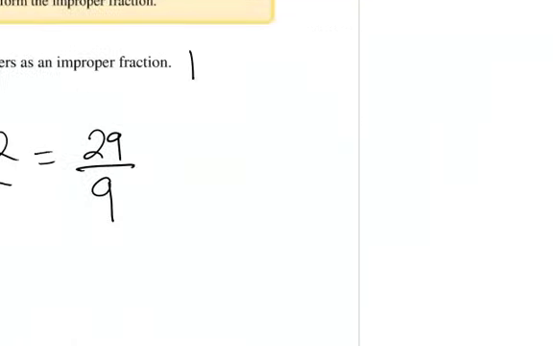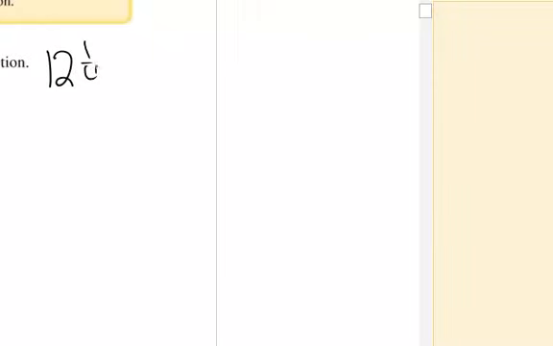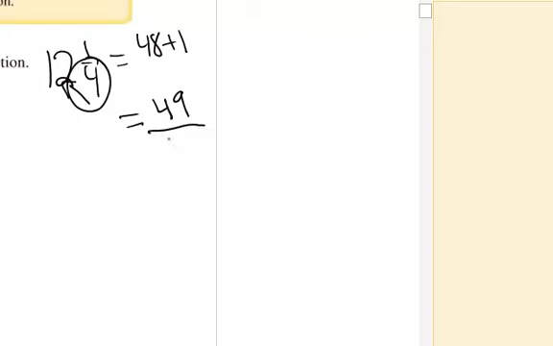I'll do the same thing with the next one, 12 and 1/4. I'm going to multiply these 2 numbers together. 12 times 4 is 48. I'm going to take 48 plus 1. That will leave me with 49. 49 over my original denominator, 4.